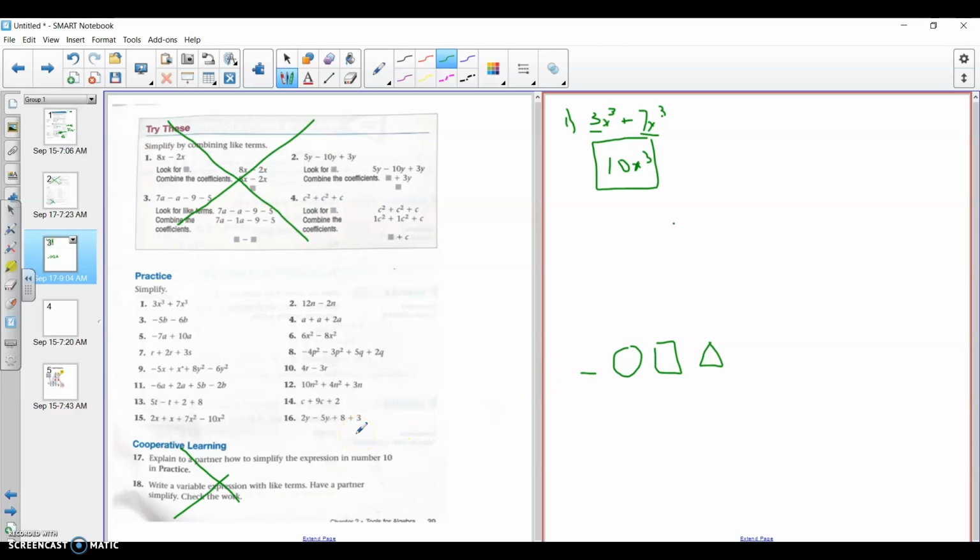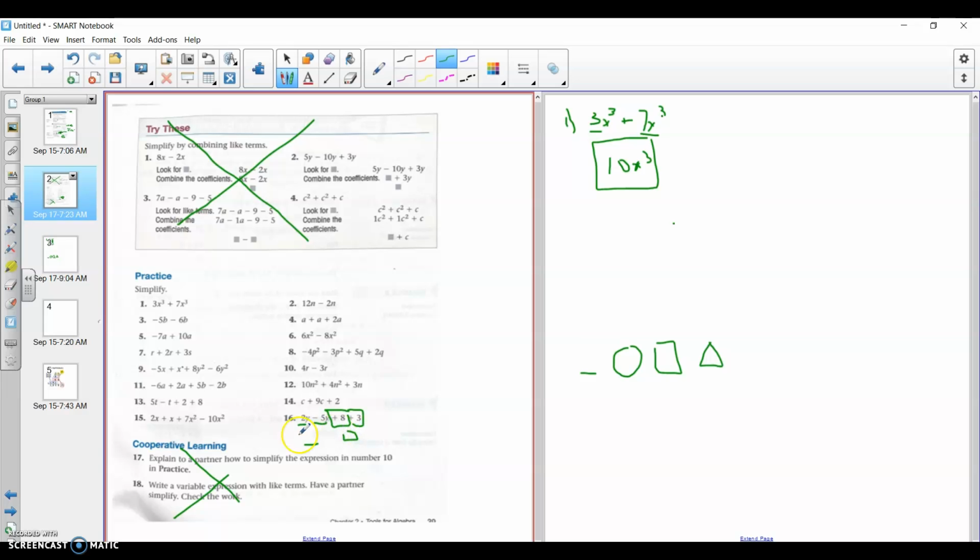I'll show you. Let's do one really quick. Number 16, you can combine the 2y and the minus 5y, but you cannot combine those with the plus 8. But you can put the plus 8 with the plus 3. So now I know just to combine my squares and combine my underlines, and whatever my underline is and whatever my square is, that will be my answer for now. Okay, that's your work. 1 through 16. Go.